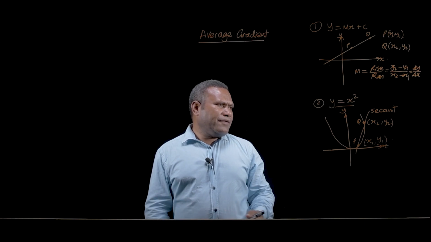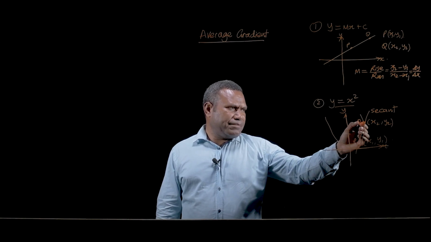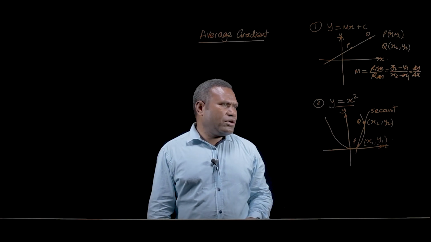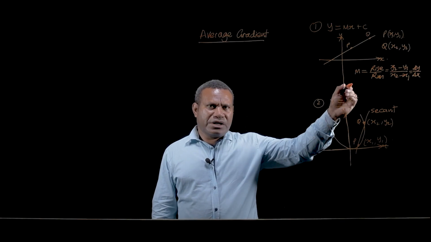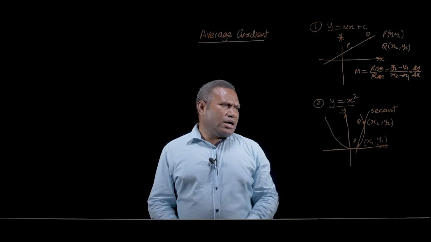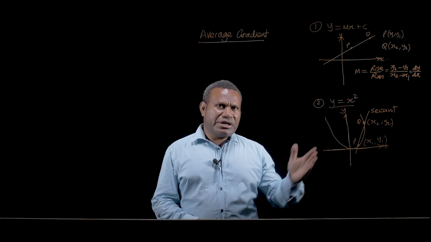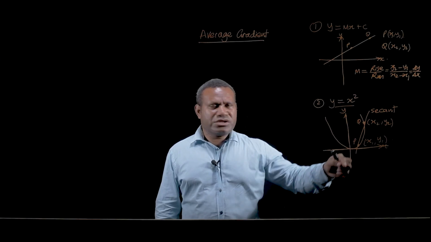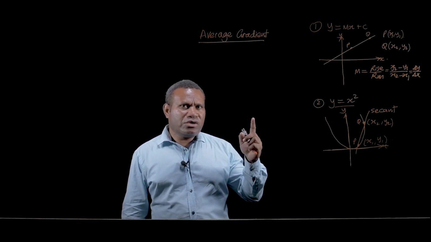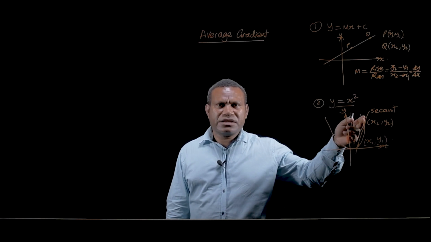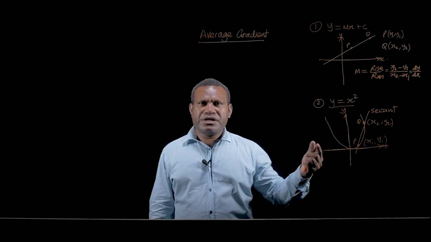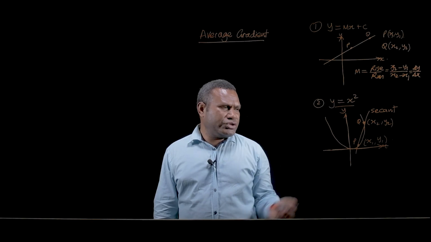So if I take 2 points, P and Q, and draw a straight line through the 2 points, then the straight line becomes what they call a secant. The line is called a secant. So we can only calculate the gradient of the secant. That will also be considered the average gradient of the curve between the 2 points.